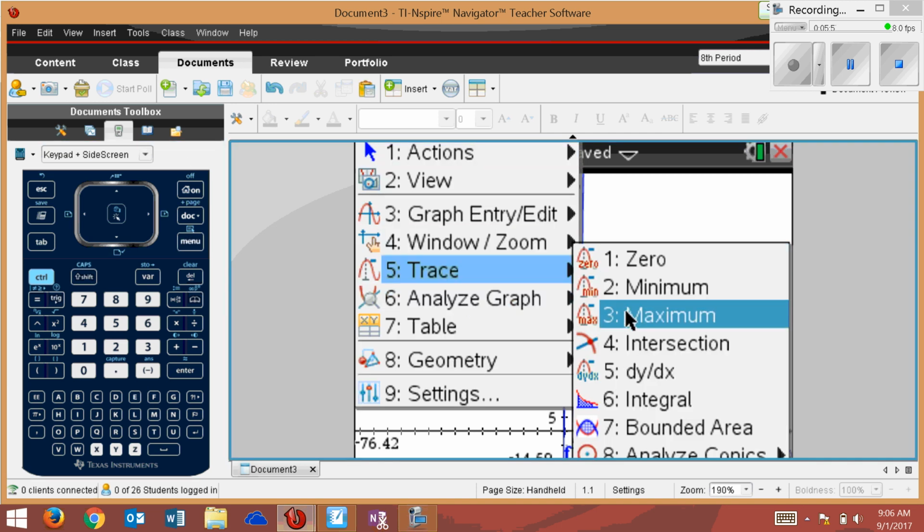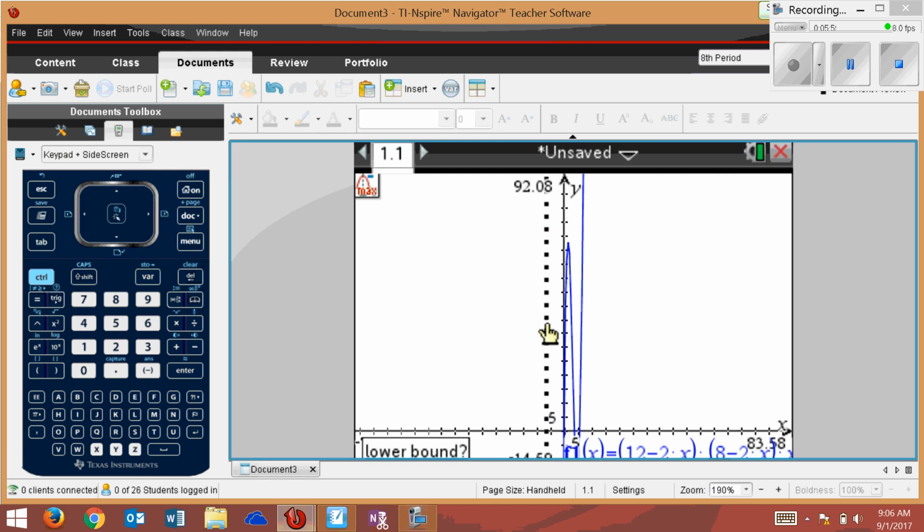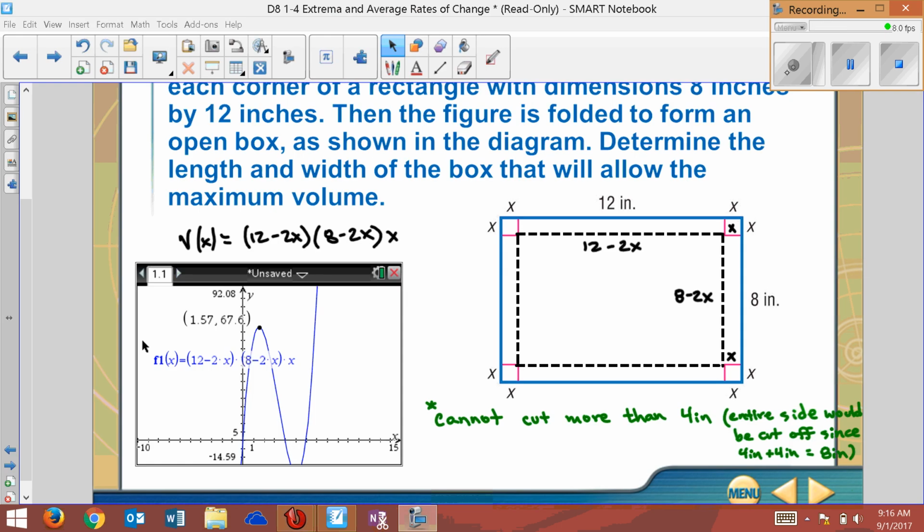Something to point out here when we talk about maximums is some people are going to be thinking, why do I not go to the very top on this side? Well, because you'd be cutting off too much. I'll show you in a second. So this is saying the maximum needs to be 1.57. Okay, I've now made one adjustment to the picture. So the maximum is 1.57.